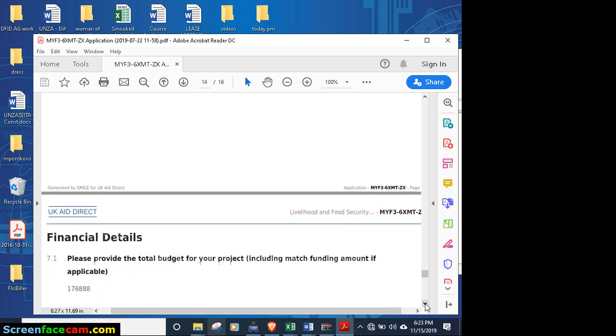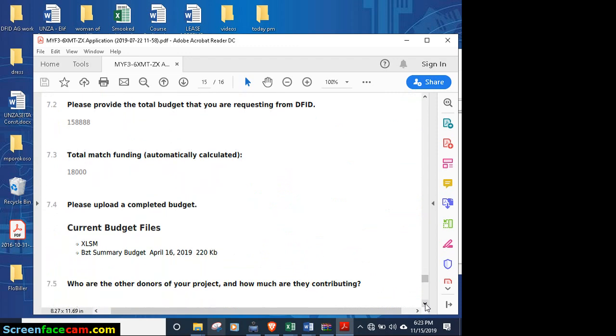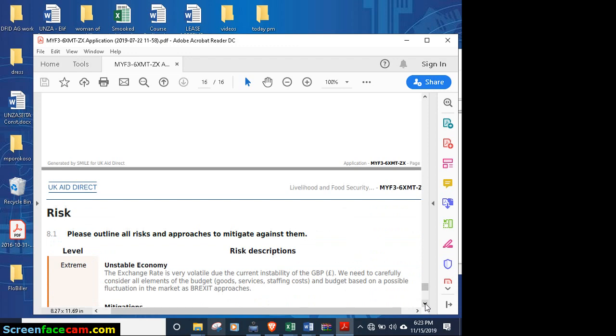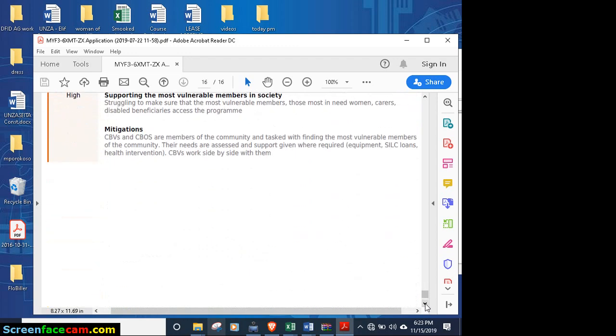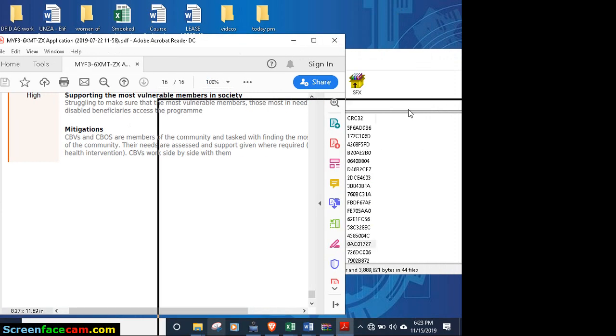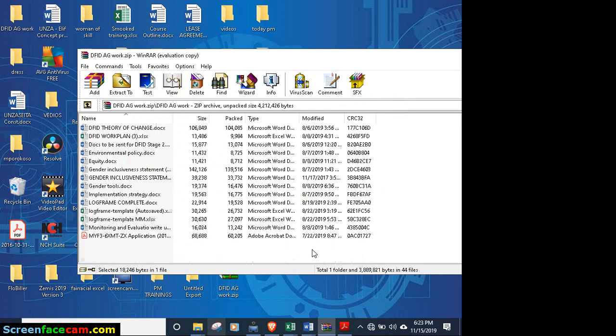I'm sure here they ask you financial details is the next section, the budget and everything. They ask you to upload a budget using a template they've given you. And right at the end, they ask you about risk management. So everything you have learned this week should help you write a project proposal, because all the key components that you'll ever find across any kind of funder you have gone through.